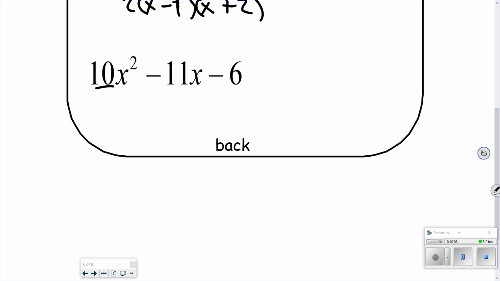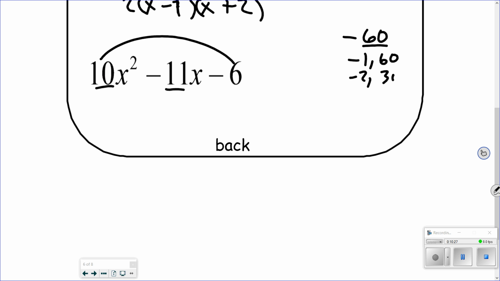So if you do have a number out in front, our steps are this. You have to take the first times the last. So 10 times negative 6 is negative 60. And then you have to list your factors of that add up to be negative 11. So let's list our factors. Negative 1 and 60, negative 2 and 30, negative 3 and 20, 4 and 15, negative 5 and 12.